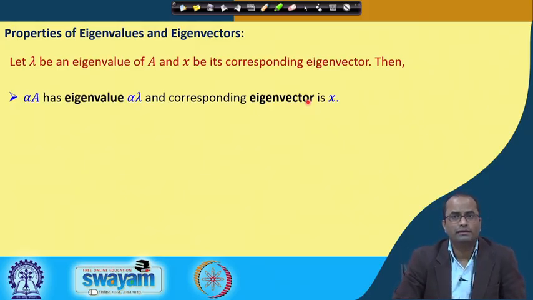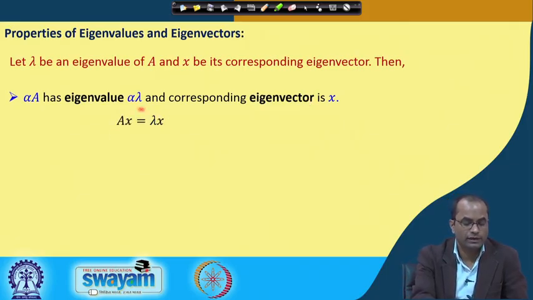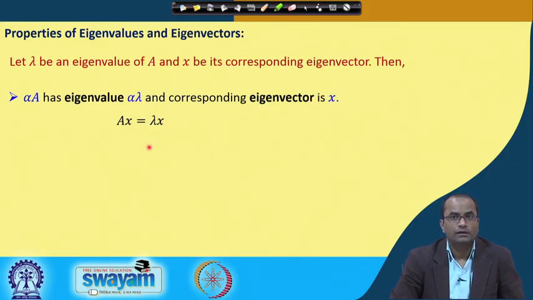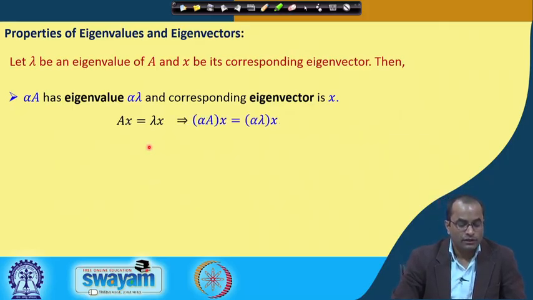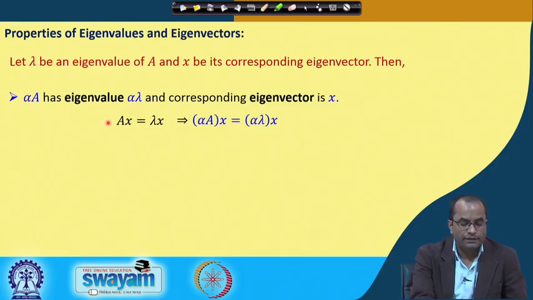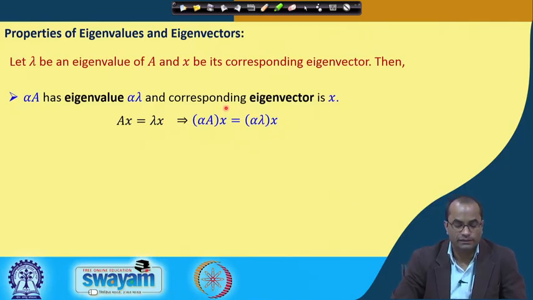This property we can easily verify. So, here A x is equal to lambda x, that is the relation we have for eigenvalues and eigenvectors. If we multiply by alpha on both sides, we get alpha A x, and this alpha A we are treating as a matrix. So, alpha will be multiplied to each of the entries of A, and on the right we have alpha times lambda x.